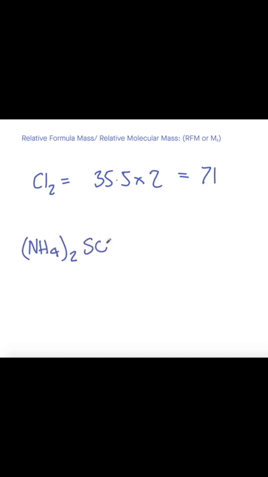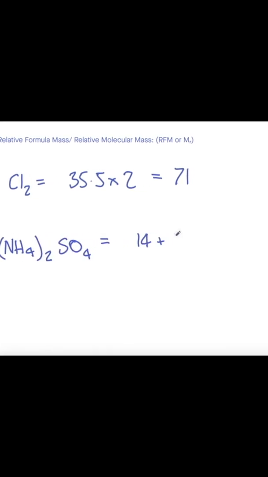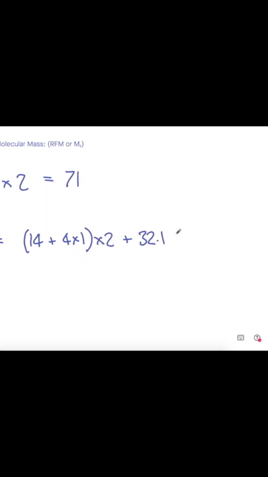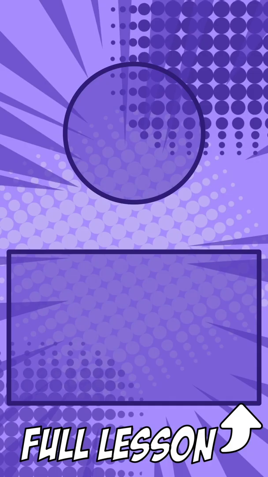A harder example is ammonium sulfate. Nitrogen is 14, hydrogen is 1, there's 4 of them, so we times by 4. We times the whole thing by 2. We add sulfur, which is 32.1, and then 4 oxygens, which is 16 times 4. This gives us 132.1. This was obviously a very quick summary.